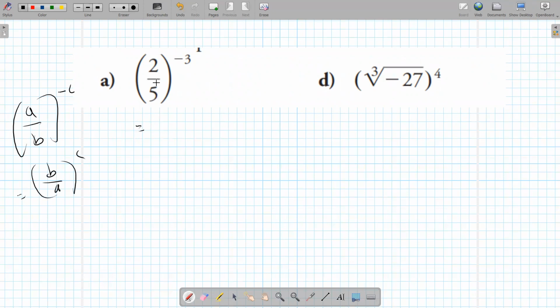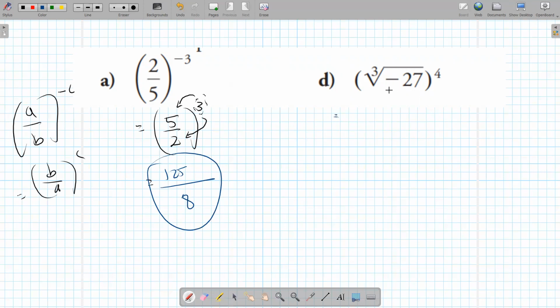So you have 2 over 5 to the negative 3. You flip it upside down, becomes 5 over 2 to the power 3. This cubed applies to both the 5 and the 2. What is 5 cubed? It's 125. Yeah, what about 2 cubed? 8. There you go, and you're done.